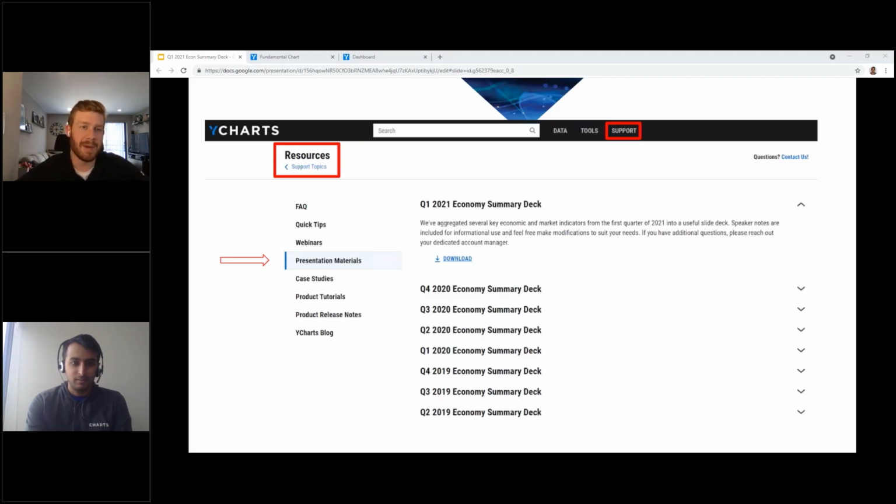Now, one of the great things about this deck, why a lot of YCharts clients love it, is that once you download it from the platform, you can customize it with your own logo, your own colors, your own commentary. One quick note on that, though, for some of you listening, is that the deck is not FINRA reviewed. And so you should please work with your compliance teams before sharing further if that's relevant to you.